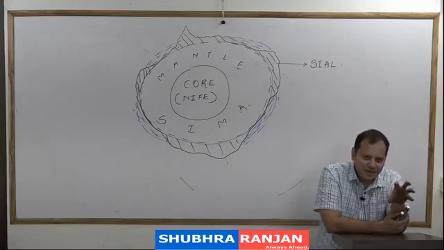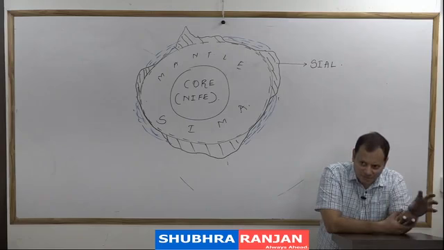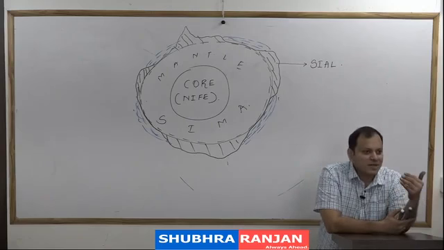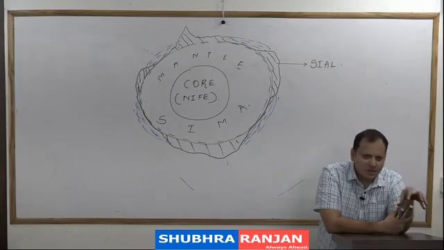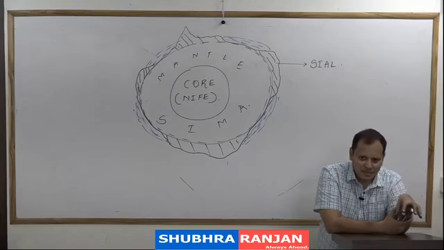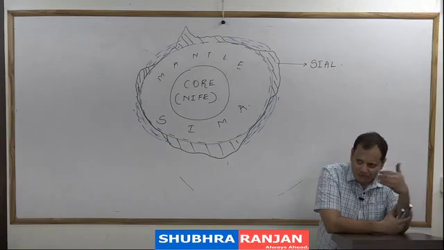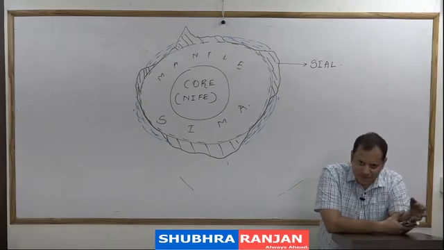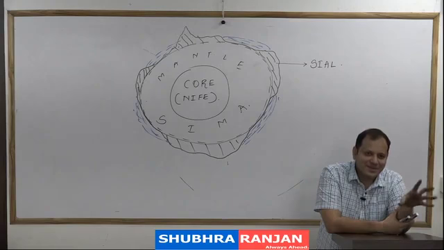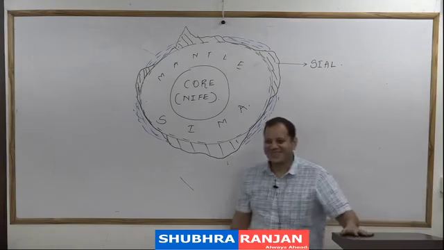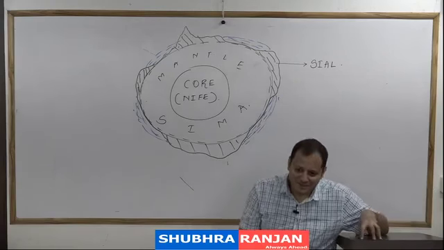And after that, life originated. After Big Bang 13.5 billion years ago, Earth was formed 4.5 billion years ago, and life originated much after that. Now, I am asking you one simple question. What came first? Anda ya murgi? Or what came first? Oxygen or life?